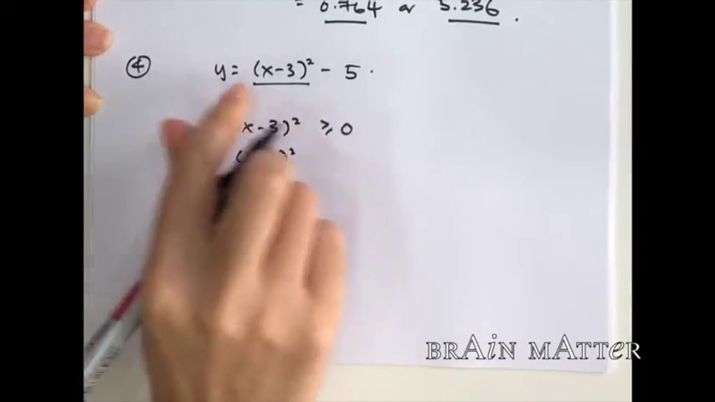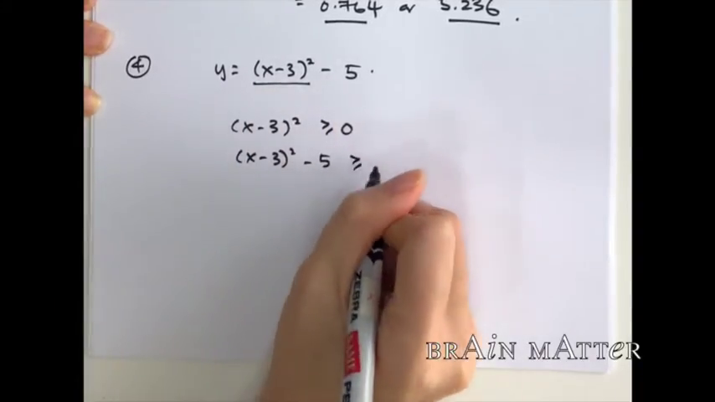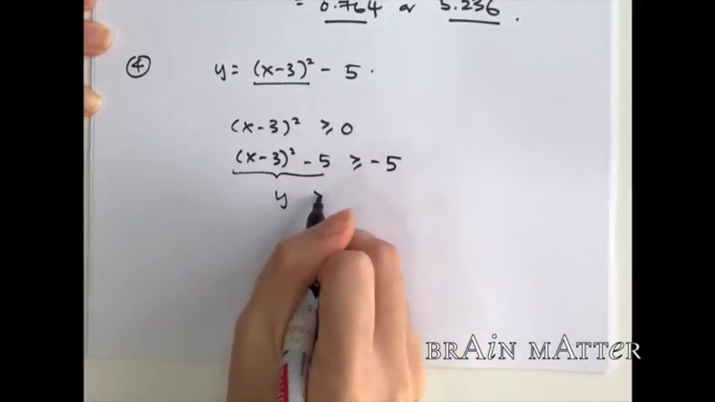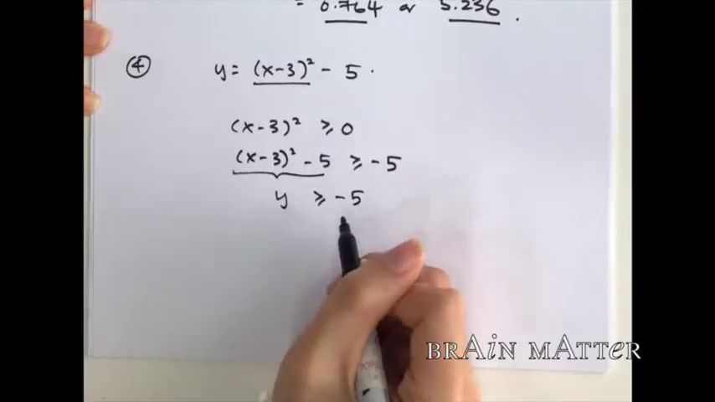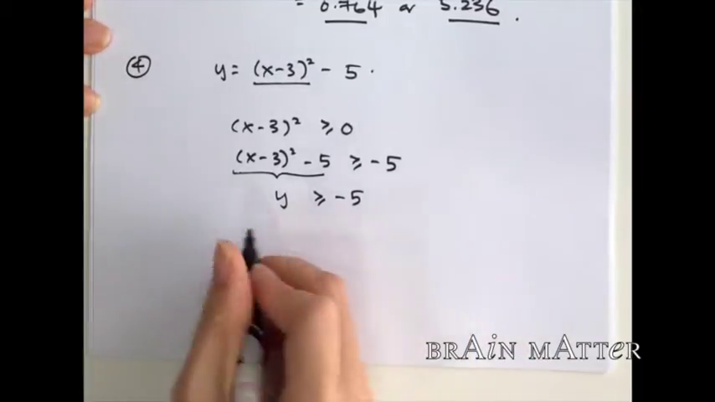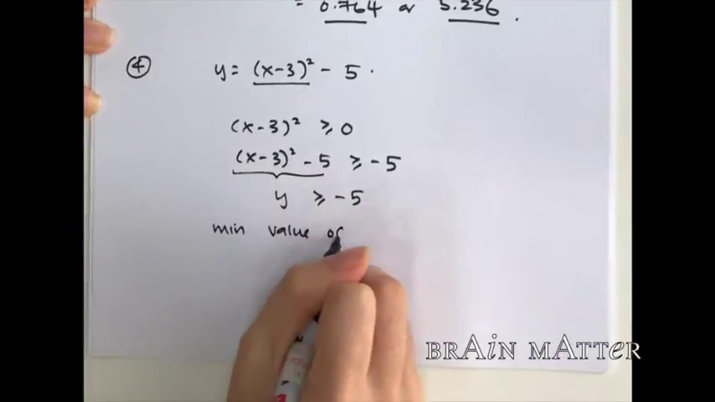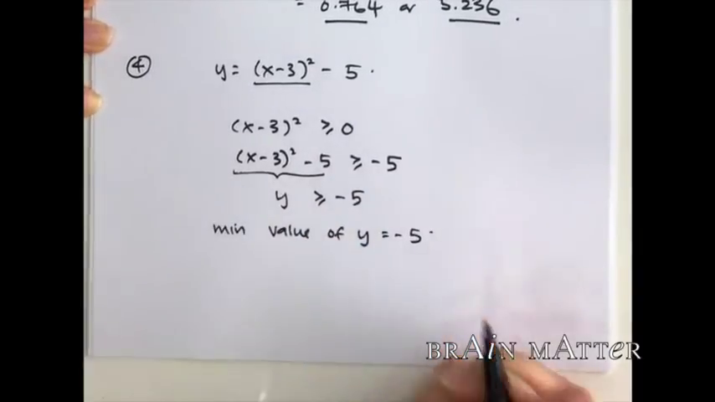So we are going to get this equation to come out. So we're going to minus 5 on both sides. So look, this is actually your y. So your y will always be greater or equal to negative 5. That means the minimum value of y will be equal to negative 5.